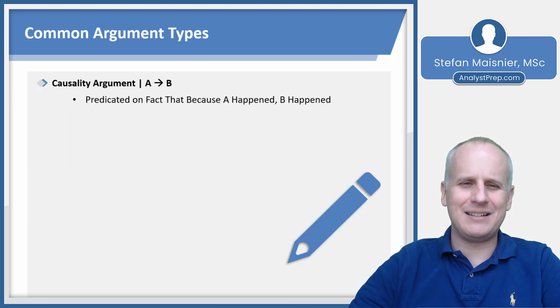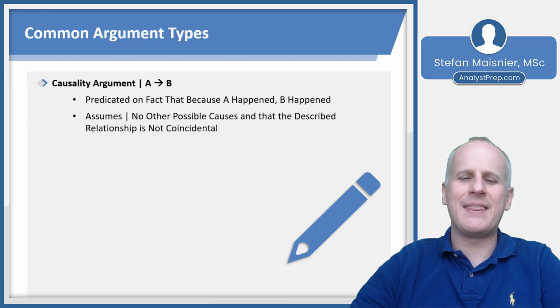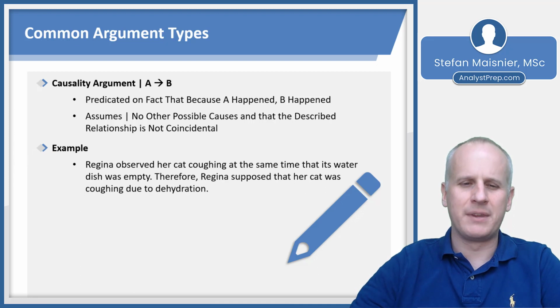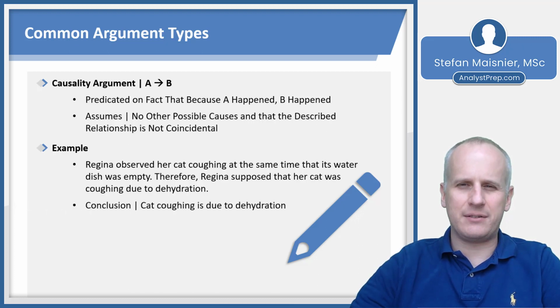A causality is predicated on the fact that because A happened, B happened, and it's guaranteed. So the assumption is that there are no other possible causes and that the described relationship is not coincidental. Let's take a look at an example. Regina observed her cat coughing at the same time that its water dish was empty. Therefore, Regina supposed that her cat was coughing due to dehydration. So the conclusion is that second part of the second sentence: the cat is coughing due to dehydration.